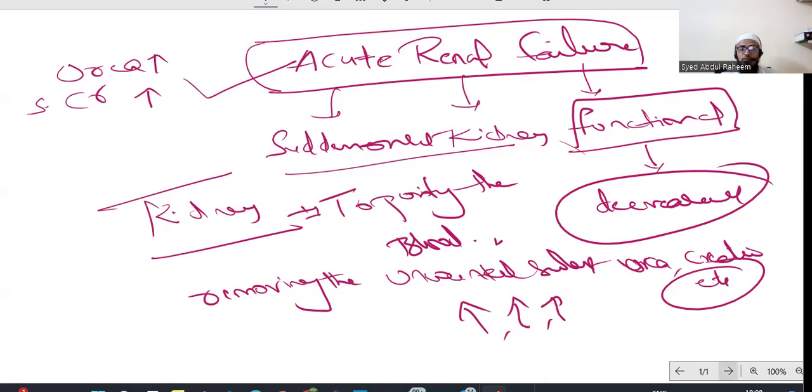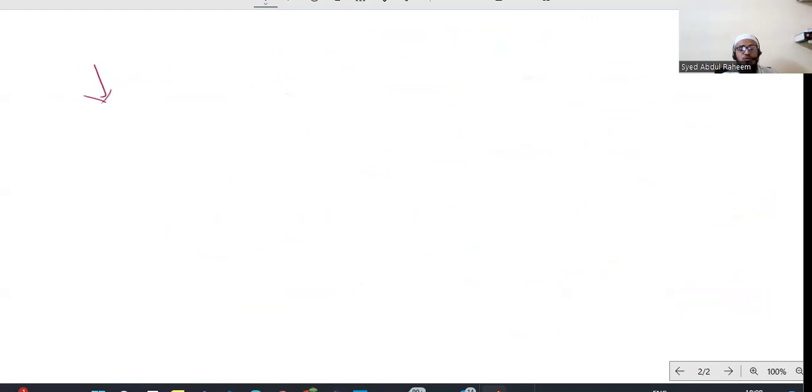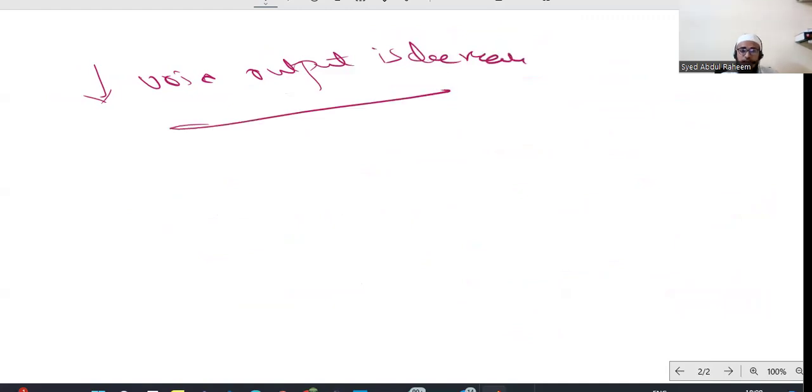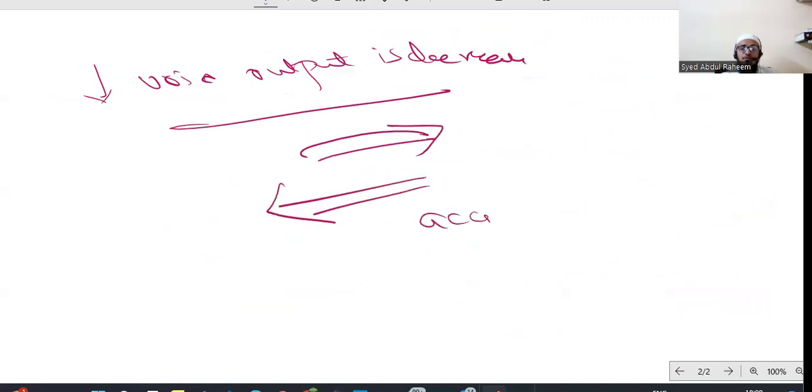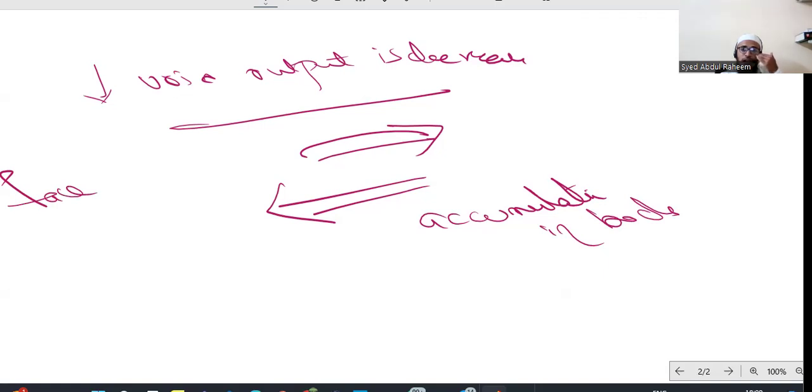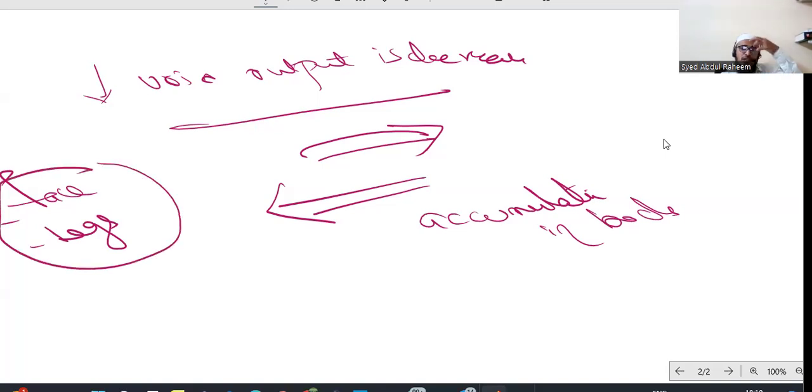And second, this is very important, urine output is decreased because the patient has less output of urine. So a large amount of fluid accumulation is seen in the body, mostly in the face below the eye orbit level, and the legs. Legs are swelling. So these are the things we have to remember. Face and legs are filled with fluid, and you can see the fluid accumulation.